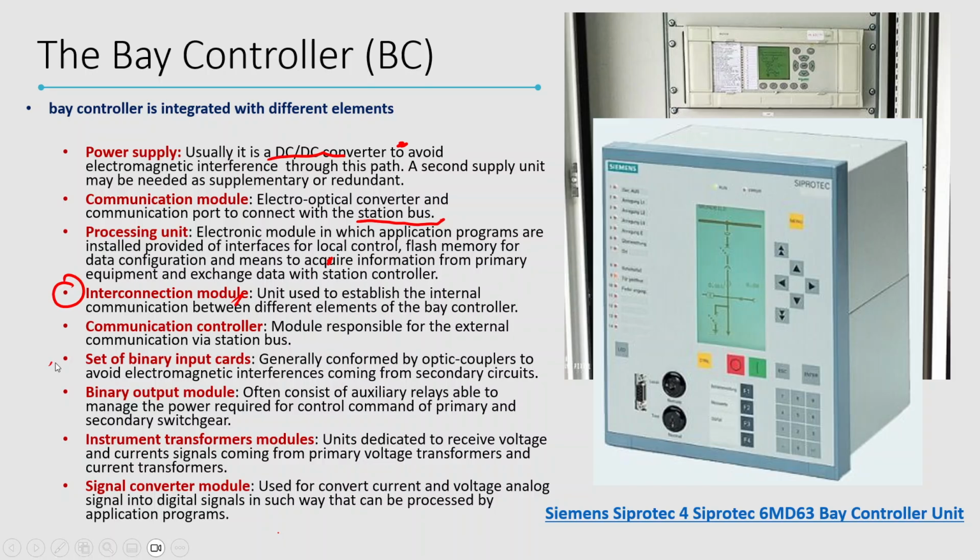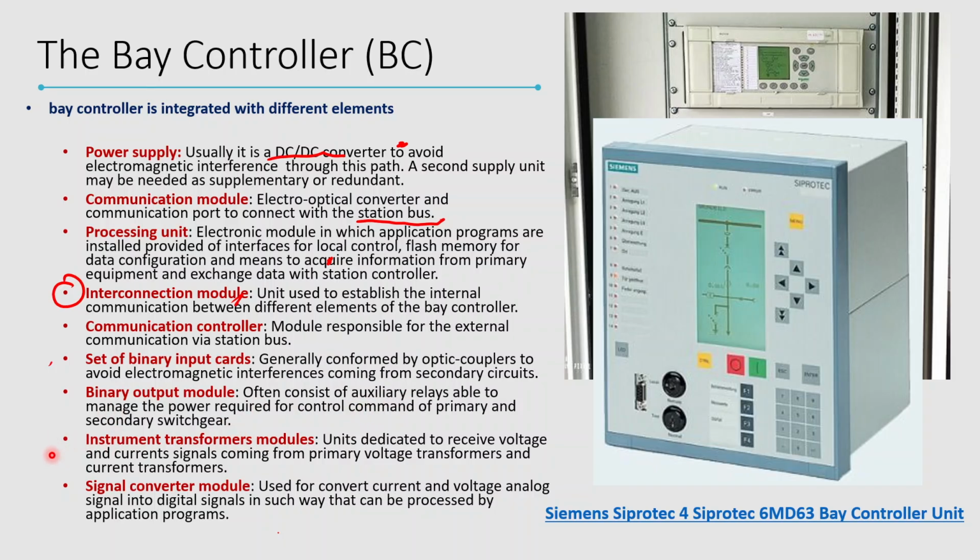And then you have a set of binary input cards. Okay, that's one set of binary input cards, right? So these are generally configured with optocouplers, or optic couplers, to avoid any electromagnetic interference coming from the secondary circuits, right? And then you have binary output modules, right? So these often consist of auxiliary relays able to manage the power required for control commands for the primary and secondary switch here, right?